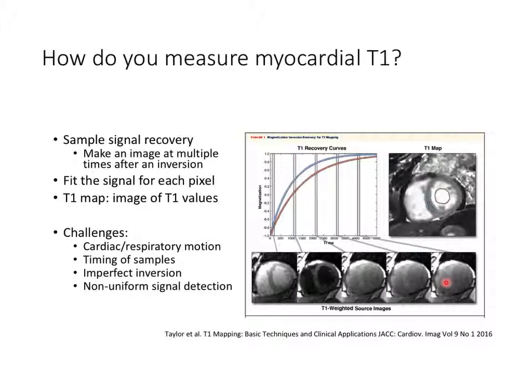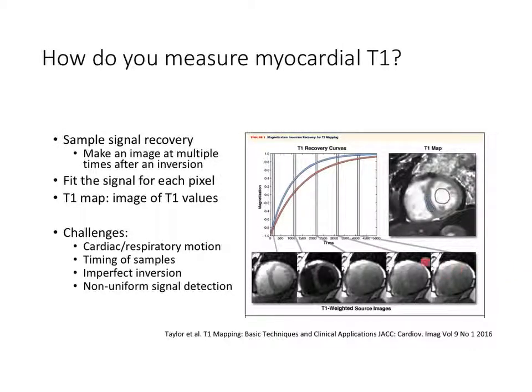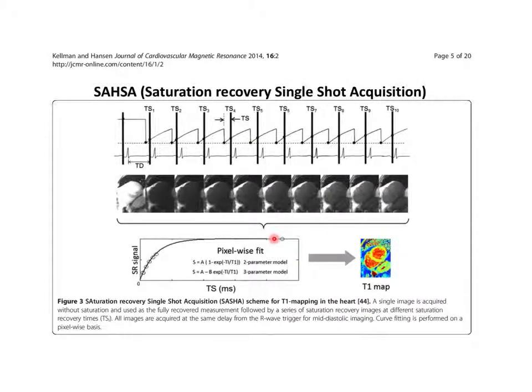There are new, faster methods for doing this. They produce T1 maps that are accurate, but obviously this is the optimal way to do it because you're using the maximum dynamic range of your signal recovery. We can actually use a technique called saturation recovery to measure T1 with a smaller dynamic range, but probably enough data to get a reasonable T1 fit.